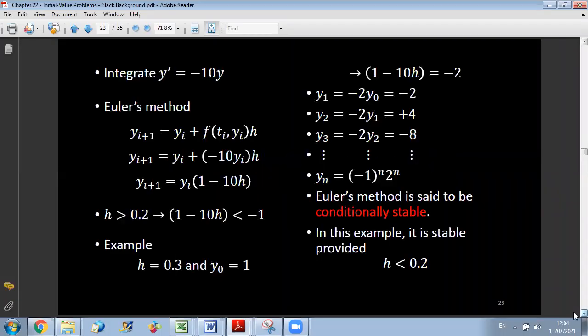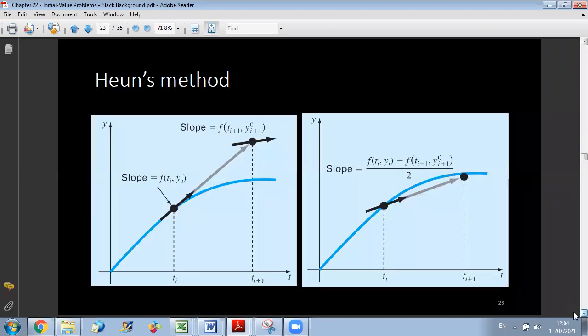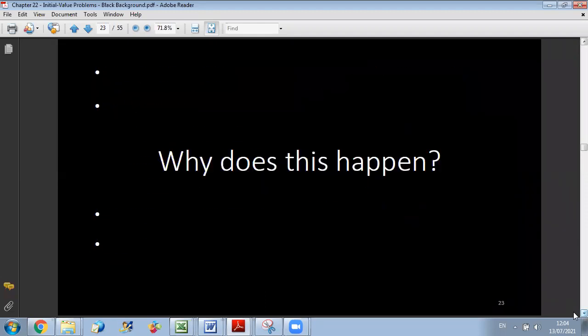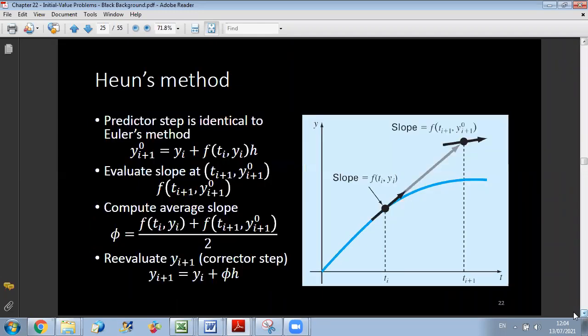So we will continue today chapter 22 on initial value problems. We have already covered several methods that can be used to solve such problems. The first one was the Euler method, which we are already familiar with. And we said that the disadvantage of this method is that it will just consider the slope in the interval ti to ti plus 1 to be equal to the slope at the first point, which is not a very good prediction.